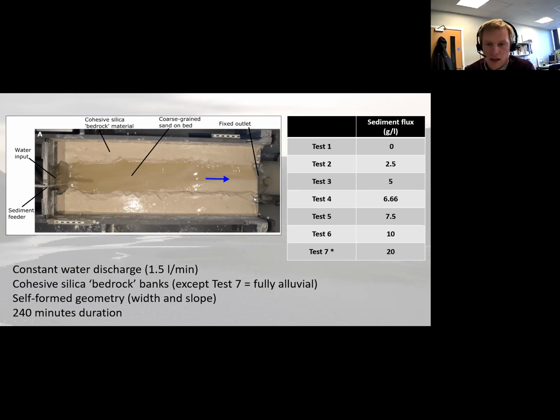As you can see here, the banks of the channel are the cohesive silica. They're not alluvial banks. Although where we had the highest sediment flux, the sediment supply was basically too much and buried the banks and started to behave more like an alluvial channel. So the reason we maintain that in here is just for a comparison between alluvial conditions and these mixed bedrock banks with, in some cases, the bed completely covered by the input sand.